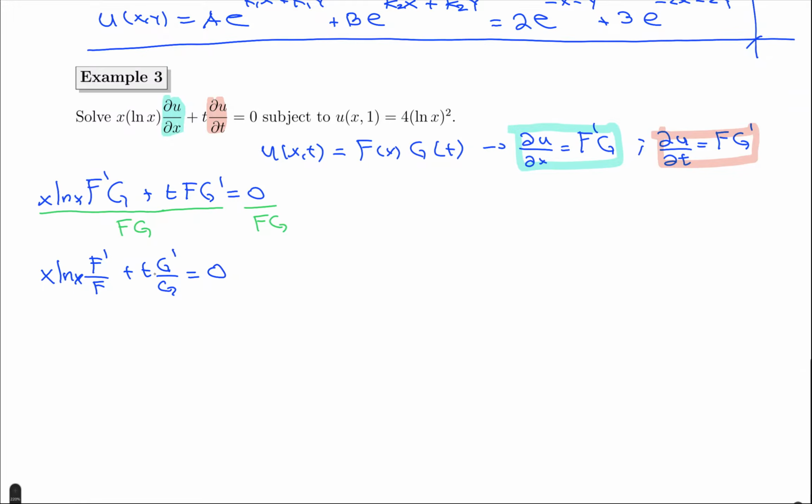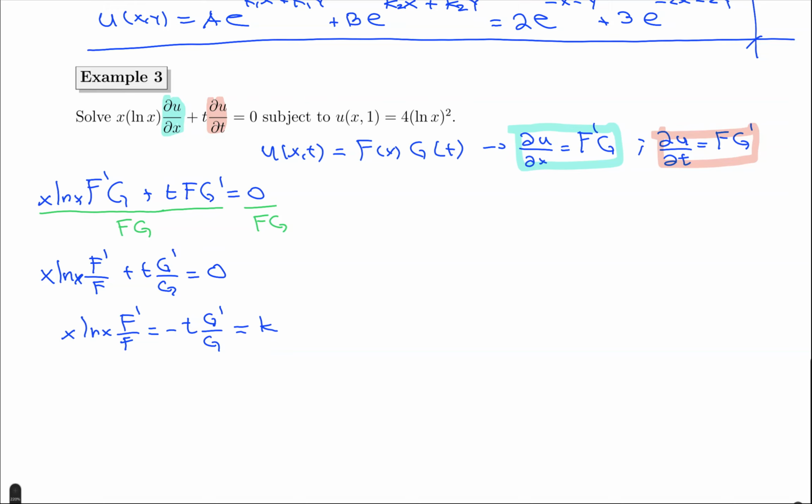All we need to do is move the t g prime over g to the right-hand side. That's going to leave us with x ln x f prime over f equals negative t g prime over g. And do you see how we separated the variables? F's, which are functions of x, on one side, and g's, which are functions of t, on the other side. So we're going to use a separation constant here. Let's call it k.